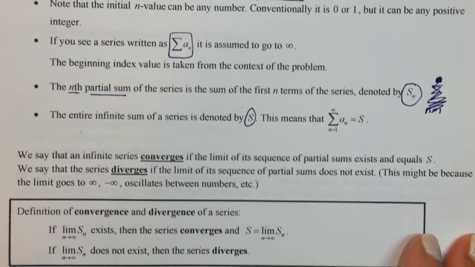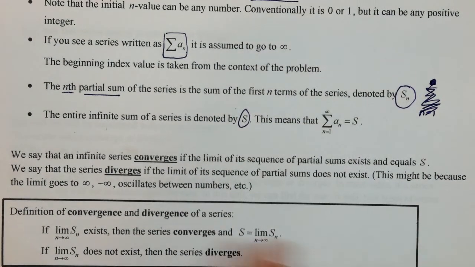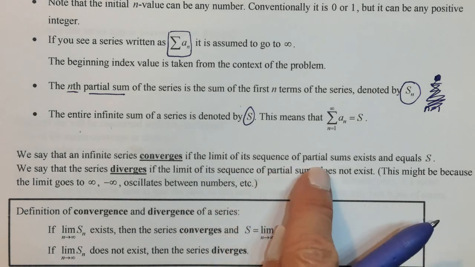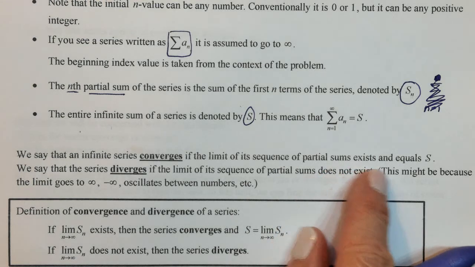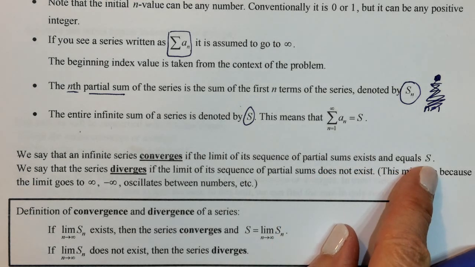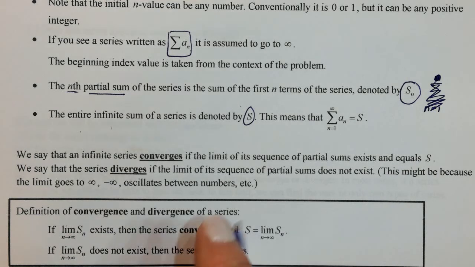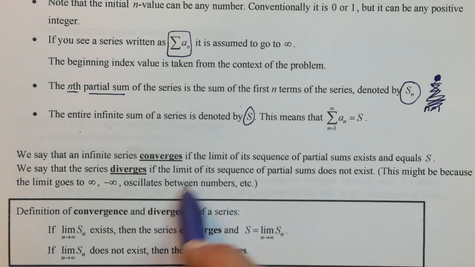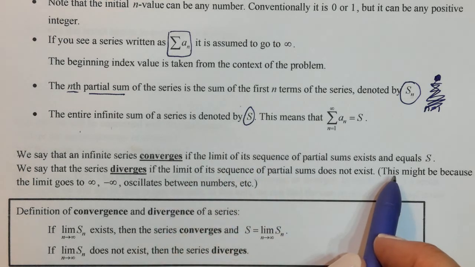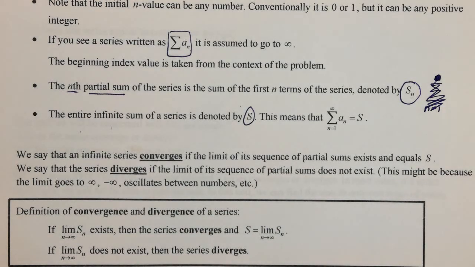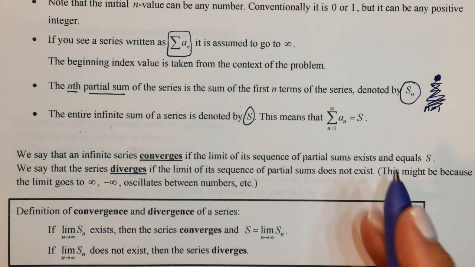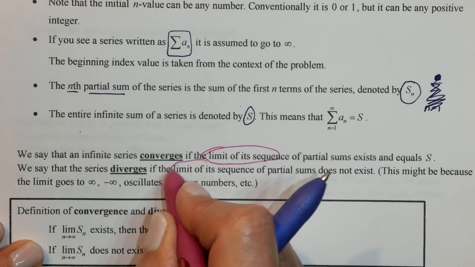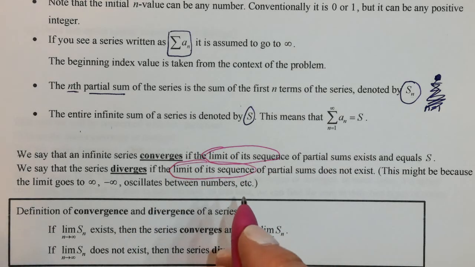We say that an infinite series converges if the limit of its sequence of partial sums exists and is equal to s. We say that the series diverges if the limit of its sequence of partial sums does not exist. I know that sounds weird. We're going to look at some examples here. This might be because the limit goes to infinity, negative infinity, or it oscillates between two numbers. So we're going to be dealing with limits of sequences of partial sums.